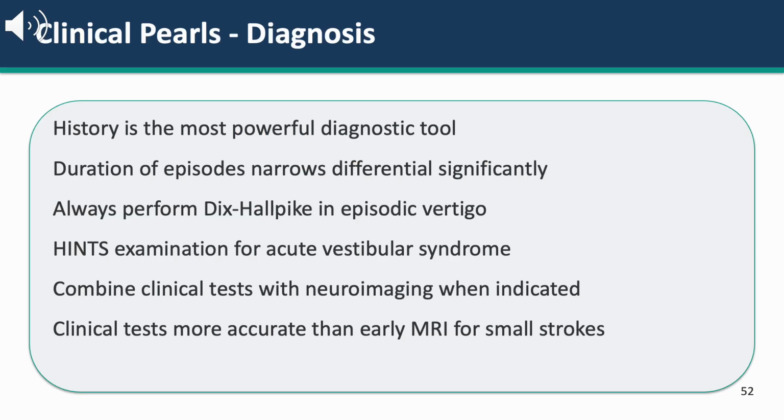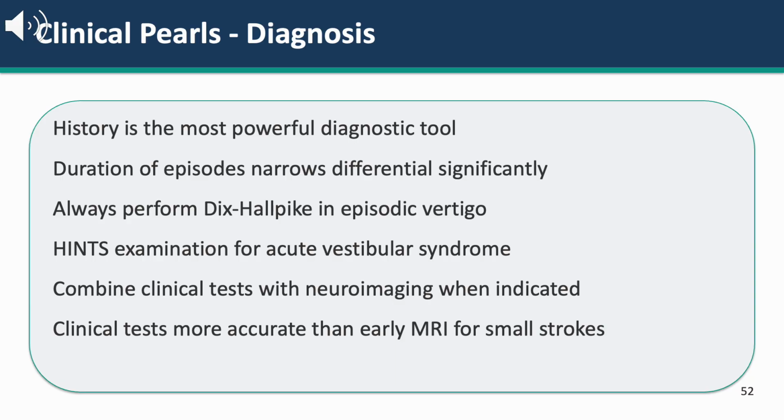Let me summarize the key clinical pearls for diagnosing vertigo. The history remains the most powerful diagnostic tool. The duration of vertigo episodes significantly narrows the differential diagnosis, from seconds in BPPV to hours in Meniere syndrome. Always perform the Dix-Hallpike maneuver in patients with episodic vertigo. Use the HINTS examination for patients presenting with acute vestibular syndrome, but remember its limitations. Combine clinical tests with neuroimaging when indicated, especially in elderly patients with vascular risk factors.